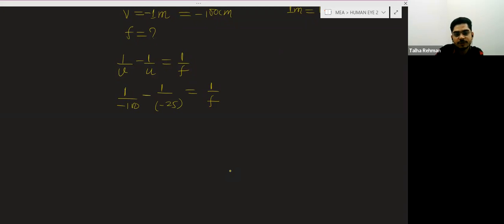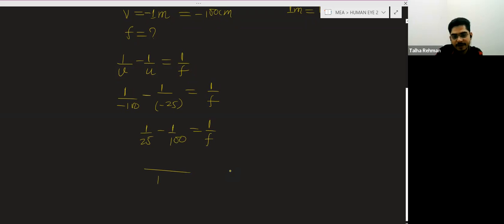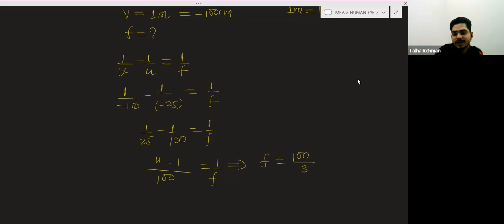This will become 1 by 25 minus 1 by 100 is equal to 1 by F. So you can take the LCM 100. This will become 4, this will become 1, this will become 1 by F. From here what you will get? You will get 100 by 3. Focal length what you will get? 100 by 3, which is 33.3 centimeter.